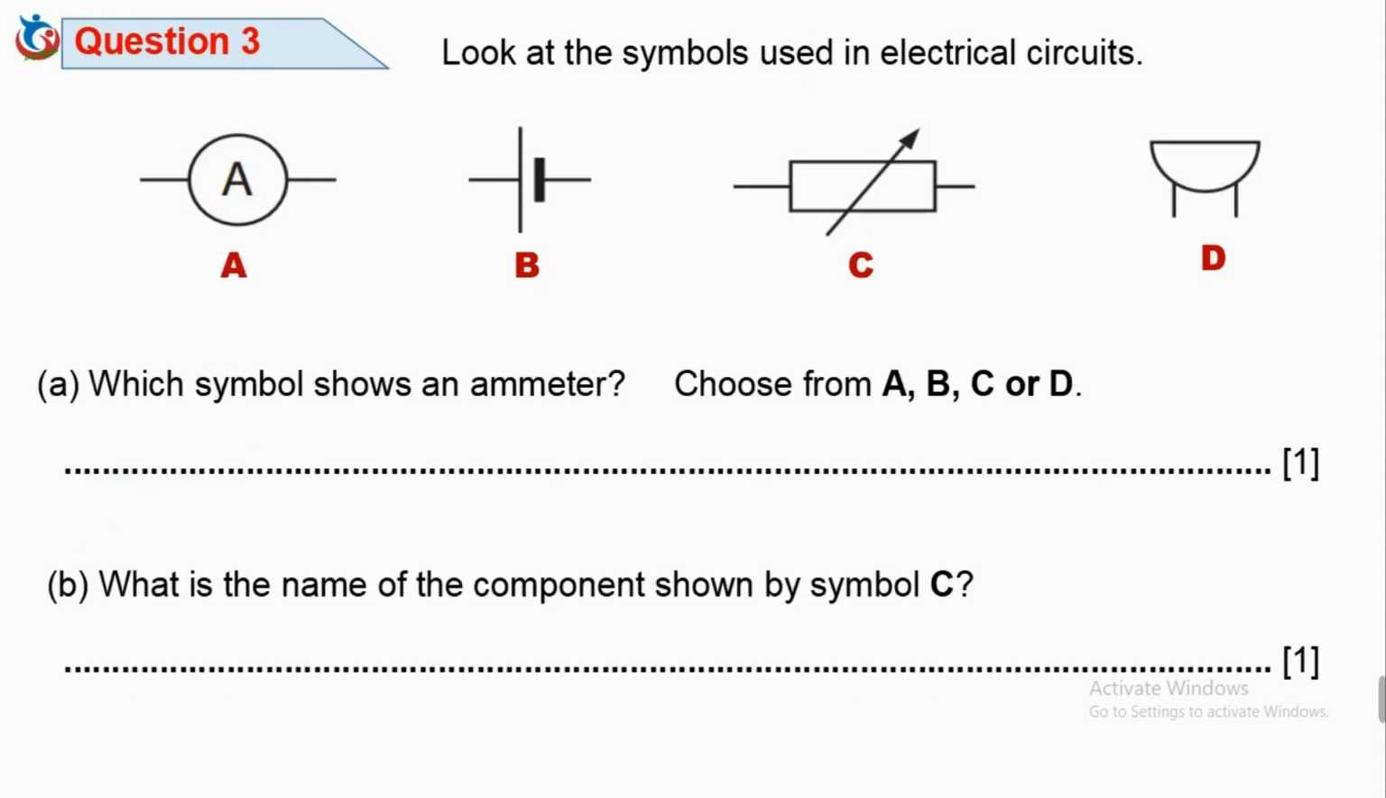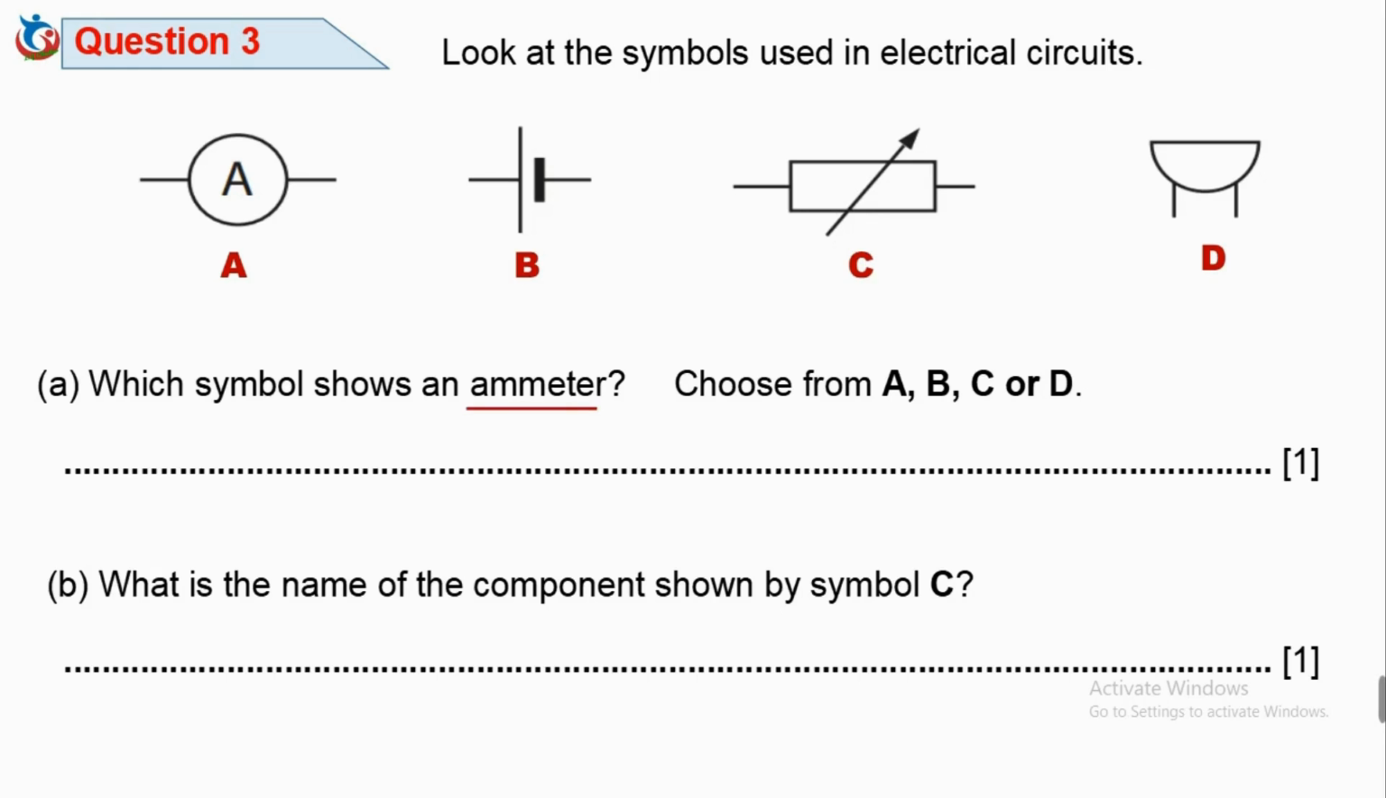Question 3. Look at the symbols used in electrical circuits. 3a. Which symbol shows an ammeter? Choose from A, B, C, or D. Before we answer these questions, let's identify and name the electrical symbols from symbol D.